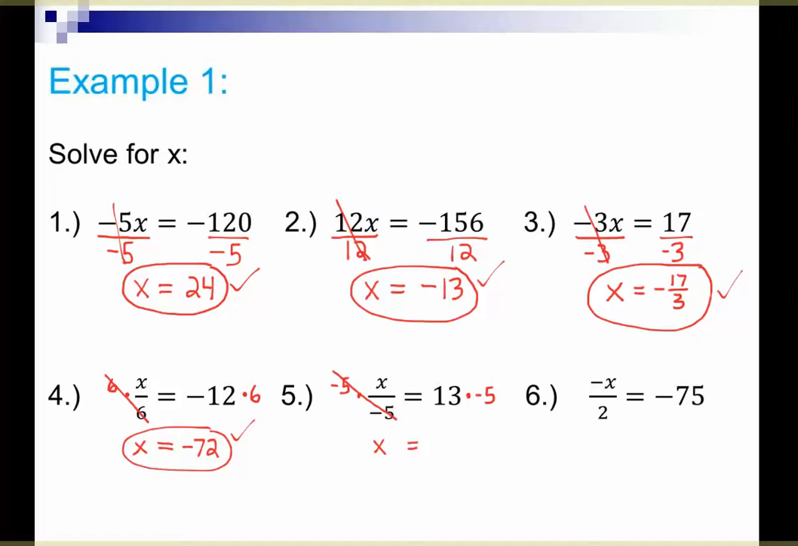13 times negative 5 is negative 65. Plug in that negative 65, divide it by negative 5. It does spit out a positive 13. We are good to go.